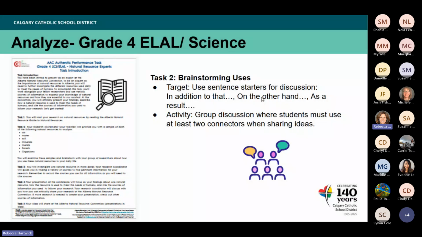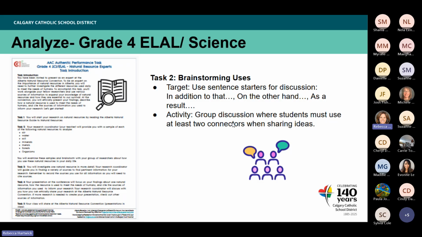And then task number 2 is the brainstorming uses. So your research coordinator will provide you with a sample of each of the following natural resources to analyze, and then your task will be to examine these samples and brainstorm with your group of researchers about how you will use these natural resources in your daily life.